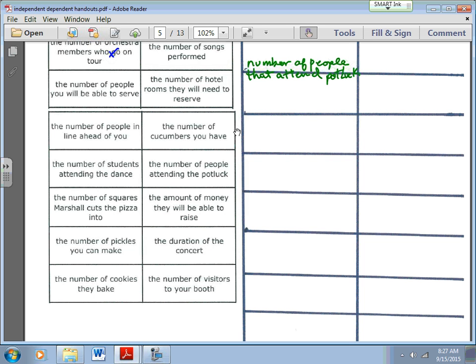Leave those two blank. See, the number of visitors to your booth, and we think the total amount of candy you will hand out. Like Garrett said, I've seen more candy booths than pizza booths, yeah? So let's match the total number of candy handed out and the number of visitors to the booth. Which one is the dependent though? The amount of candy handed out is the dependent because it depends on the number of visitors to your booth.